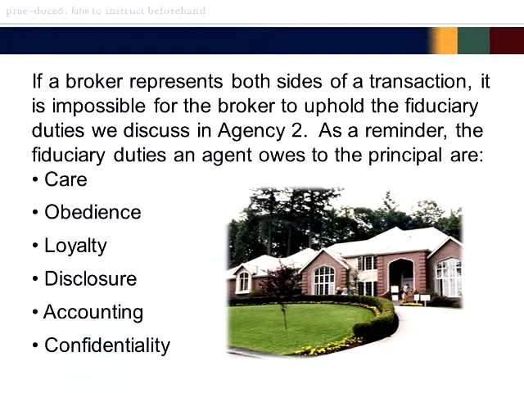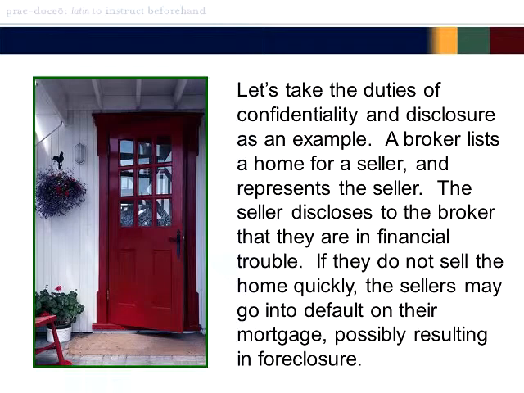If a broker represents both sides of a transaction, it is impossible for the broker to uphold the fiduciary duties we discussed in Agency 2. As a reminder, the fiduciary duties an agent owes the principal are care, obedience, loyalty, disclosure, accounting, and confidentiality. Let's take the duties of confidentiality and disclosure as an example.